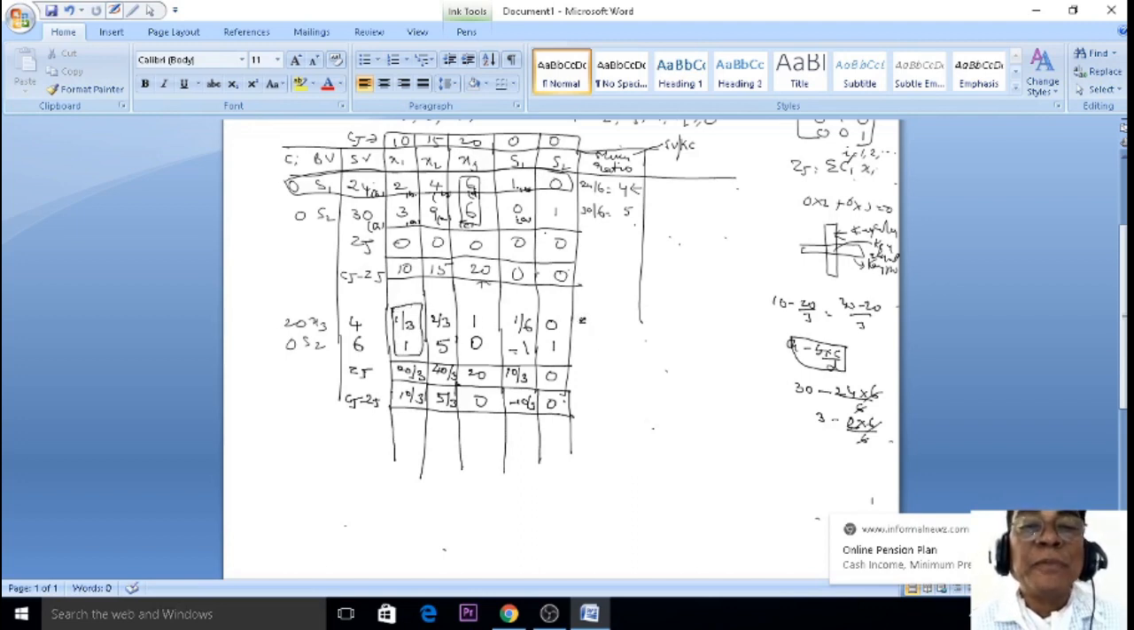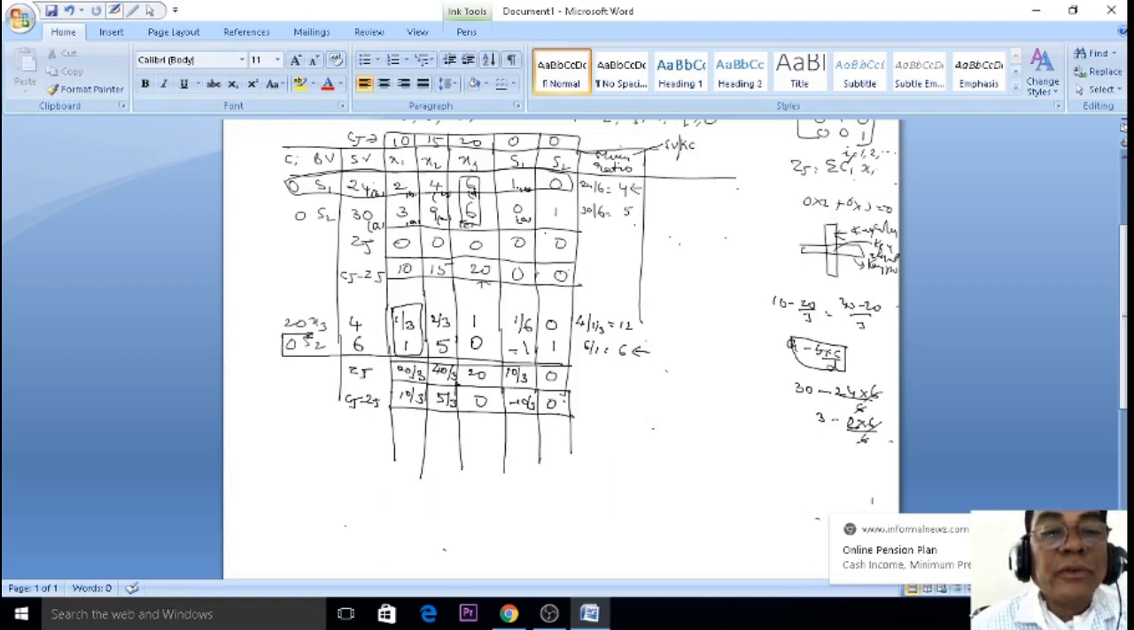Same thing, go to the minimum ratio. How to identify the key row? The key column is over. Key row is nothing but SV by KC. What is the SV here? 4 divided by 1 by 3, so that is equal to 4 divided by 1 by 3, that is 12. And 6 divided by 1, that is equal to 6. Select the minimum value for the key row. Over. So again, please continue the same thing.